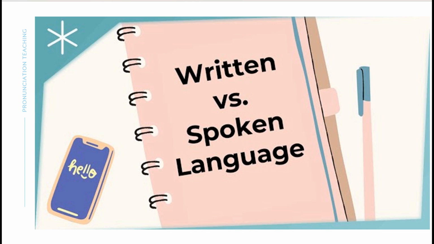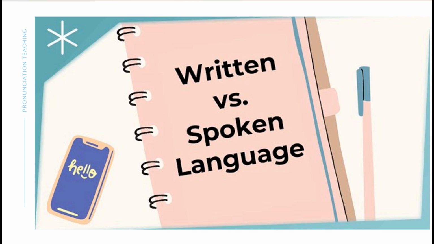Spoken and written language are two primary modes of linguistic communication, each with distinct characteristics and features. Here are some key differences between spoken and written language. Number 1. Medium. Spoken language. Communicated through oral means, utilizing spoken words, tones, pitch, and nonverbal cues such as gestures and facial expressions.